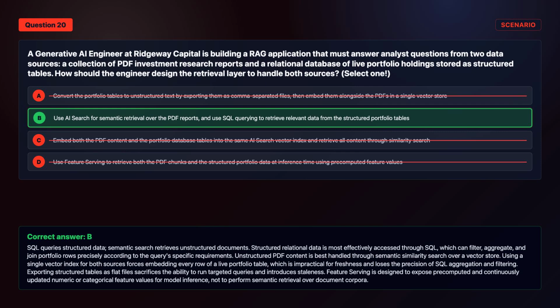Using a single vector index for both sources forces embedding every row of a live portfolio table, which is impractical for freshness and loses the precision of SQL aggregation and filtering. Exporting structured tables as flat files sacrifices the ability to run targeted queries and introduces staleness. Feature serving is designed to expose pre-computed and continuously updated numeric or categorical feature values for model inference, not to perform semantic retrieval over document corpora.